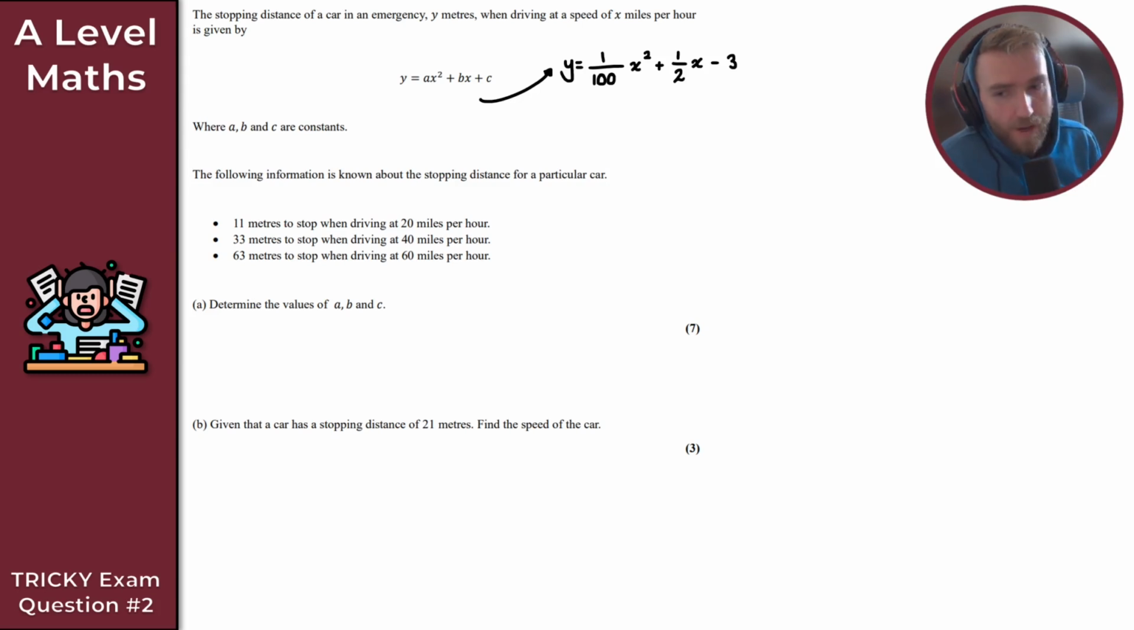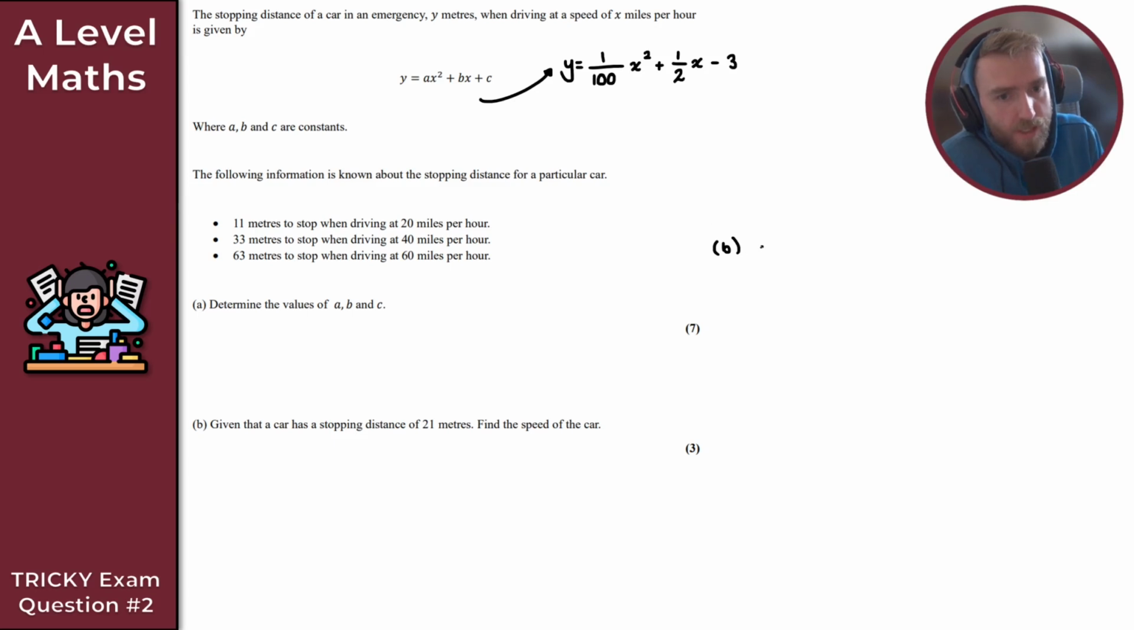So let's just get started with part B then. So for part B here, it says given that a car has a stopping distance of 21 meters, find the speed of the car. Okay, so for part B then, let's just do that over here. So for part B then, we now have a stopping distance of 21 meters. So I've got this quadratic equation here, okay? So what I'm going to do then is set this quadratic here equal to 21, just replacing y with 21, right? Because y here is the stopping distance, okay?